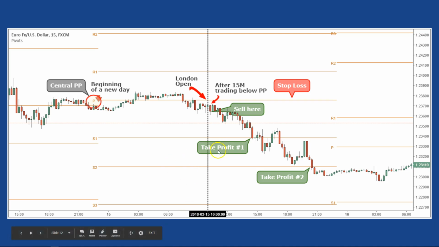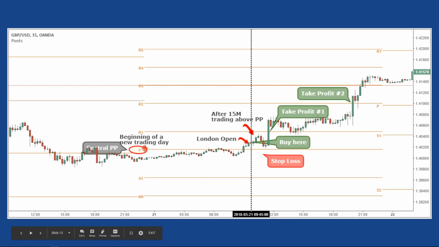And of course, everything is just the opposite for a buy trade. You look for price to be above the central pivot level. After the first 15 minutes of the market, take your buy trade, place your stop 5 to 10 pips below the central pivot level, and then take your profit at the first and/or second and/or third resistance levels.